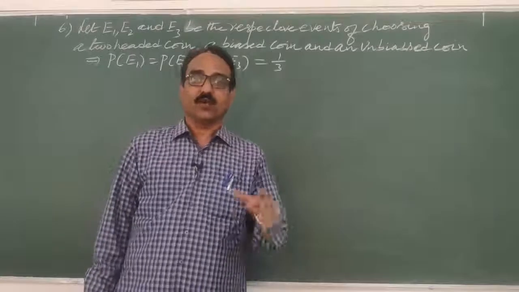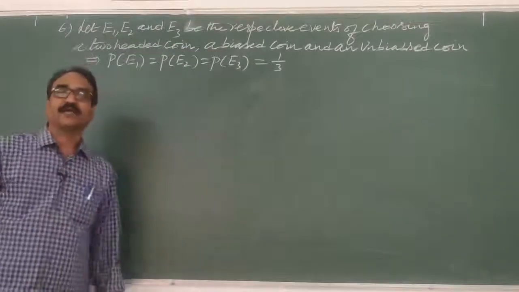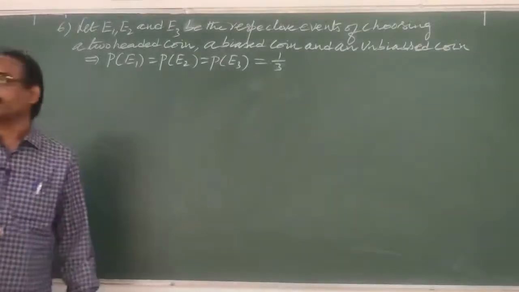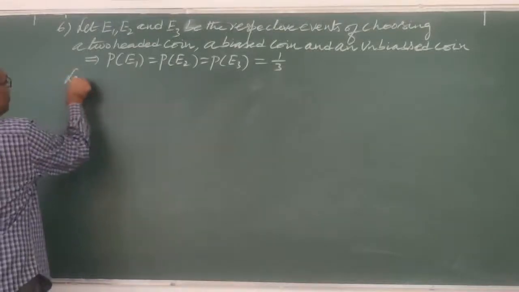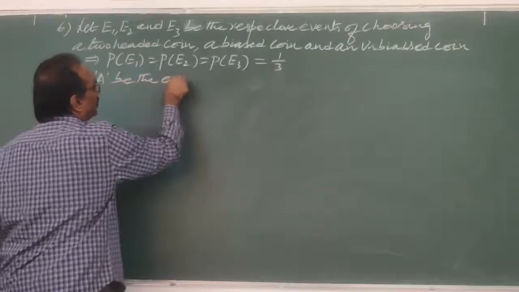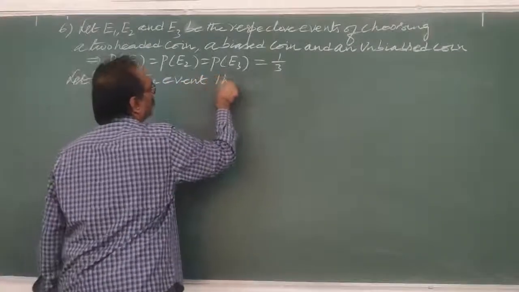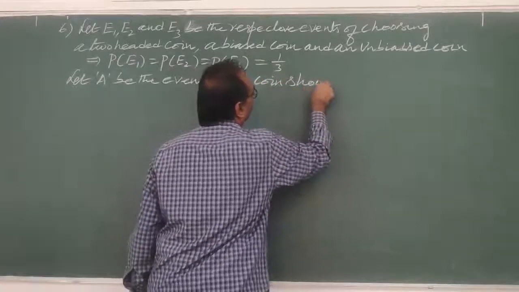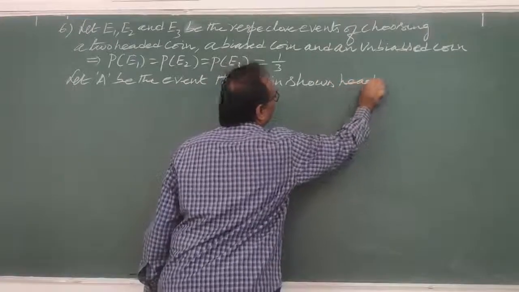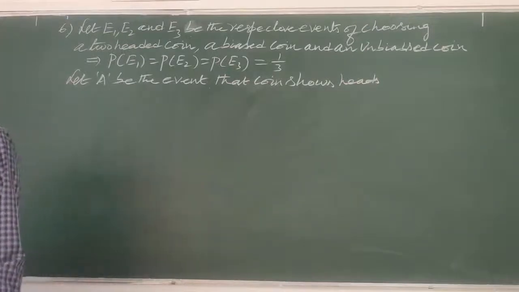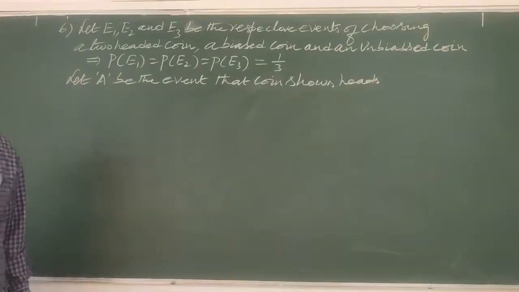What is the second part now? Let A be the event, what is A? Getting heads only. So heads only we want. Let A be the event that the coin shows heads. That is what you want. So in that coin, whatever you say, that is head only. So now you tell me what you have to do now.